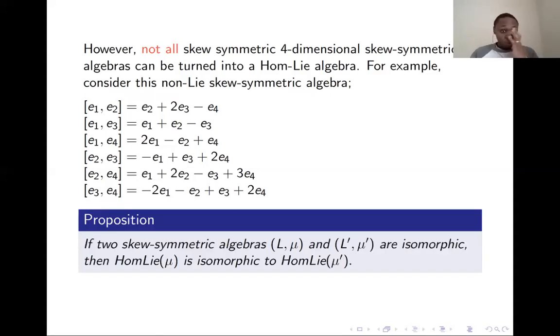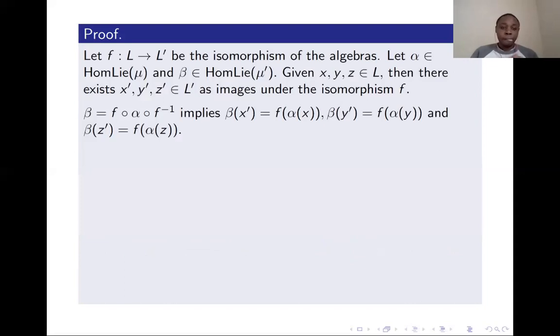Yeah. So probably as I nearly conclude, the last proposition we have: if you start with two skew symmetric algebras which are isomorphic to each other, then you can immediately see that their Hom-Lie structures are isomorphic to each other. So the space of such linear endomorphisms are isomorphic to each other. And the idea is that you define these Hom-Lie structures as conjugates to one another. Since they are isomorphic to each other, we define F to be such an isomorphism. So let alpha sit in this Hom-Lie structure space. Let beta sit in the second algebra space.